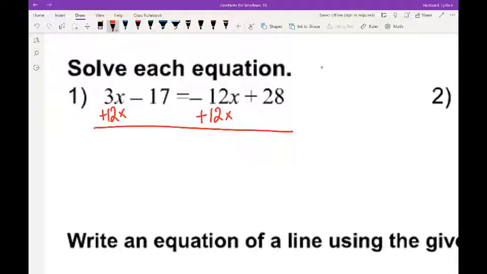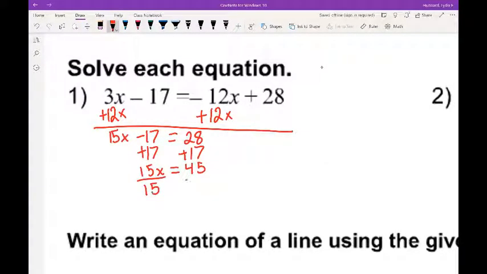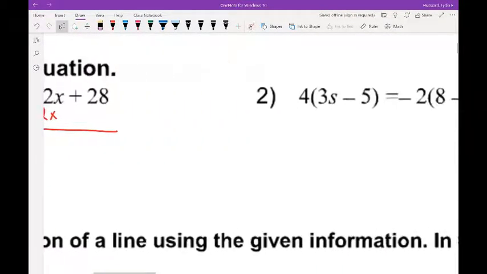So 3x plus 12x is going to give me 15x minus 17 equals 28. I will add 17 to both sides to get that 15x equals, what is that, 45? And then I'll divide both sides by the number in front of x, which is 15, to get that x equals 3. And so that will be my answer. So I got my constants on one side, which was on the right, my variables on another, and then I got rid of the number attached to x.